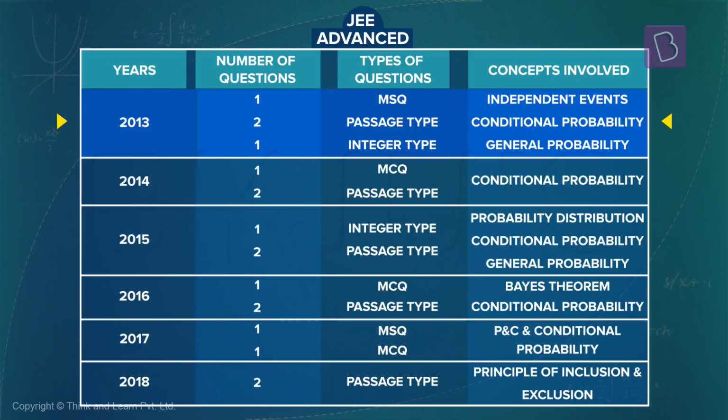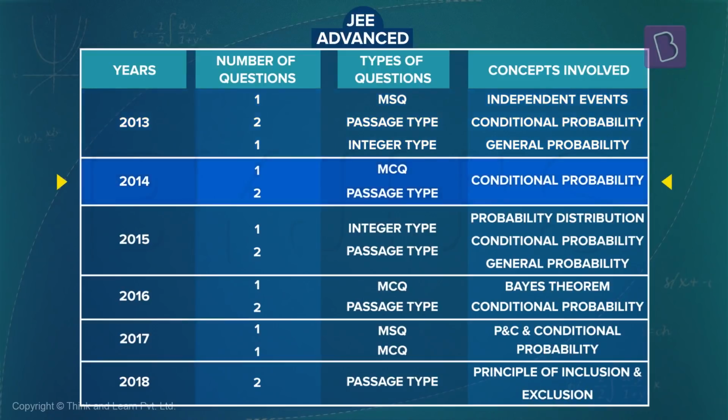4 questions, 1 of them was a multiple correct answer type of question. One of them was an integer type of question, and 2 passage questions. A passage followed by 2 questions were asked from probability. A lot of weightage to that, and different concepts were tested. The concepts of independent event, the concept of conditional probability, all of these were tested in these different questions. And of course, general probability is always tested. You need to know some logical thinking in order to solve probability questions inevitably. 2013 was a year when 4 questions came.